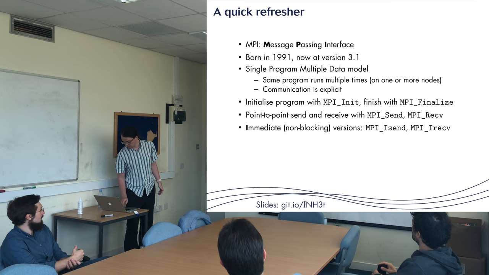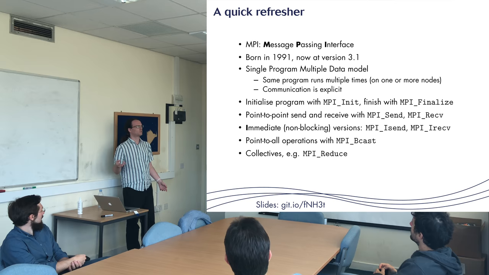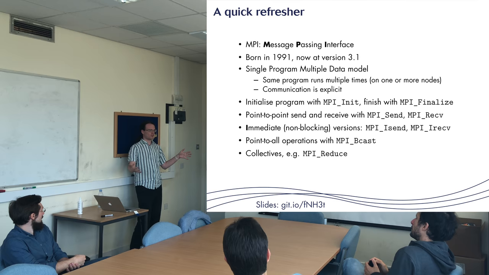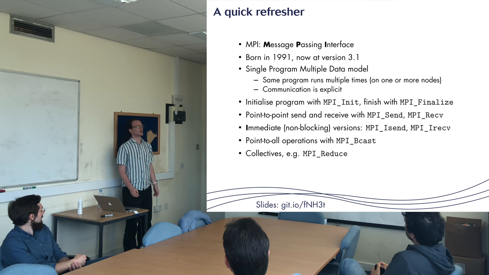You can also do point-to-all operations with MPI bcast, which is short for broadcast. And then you have collectives like MPI reduce, MPI all reduce, that work across a bunch of processes and then take values from all of them and turn them into a single value. So that is an MPI tutorial in about a minute and a half. So you can all go off and write MPI programs now. Please don't. Please listen to the rest of the talk.